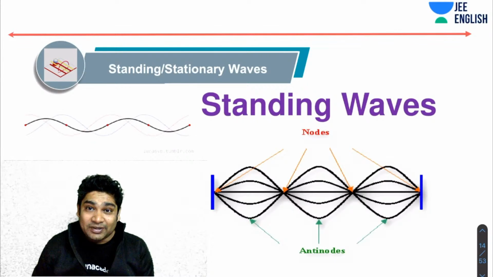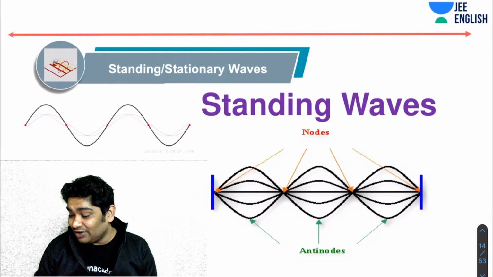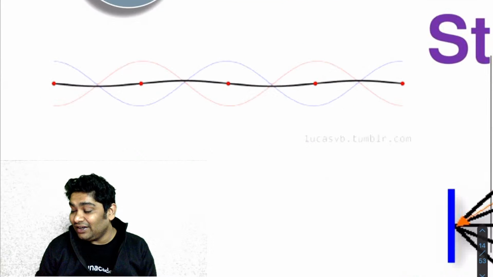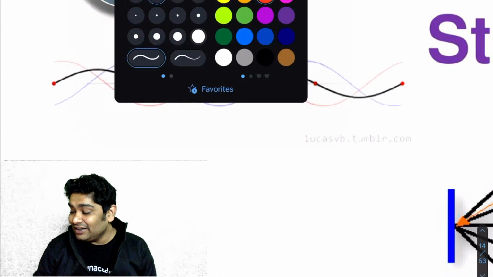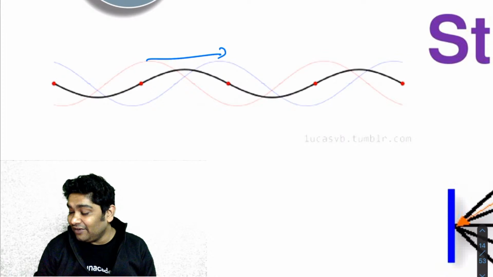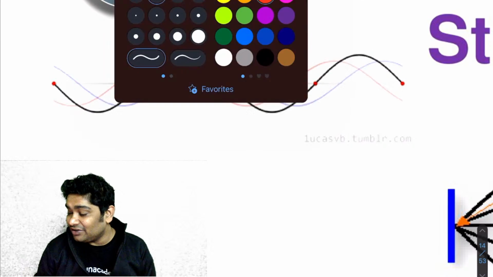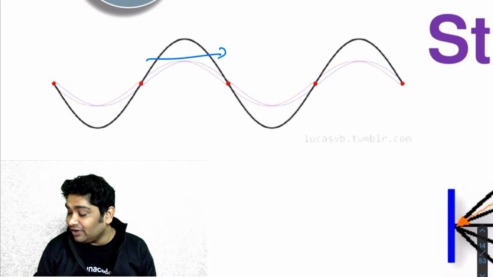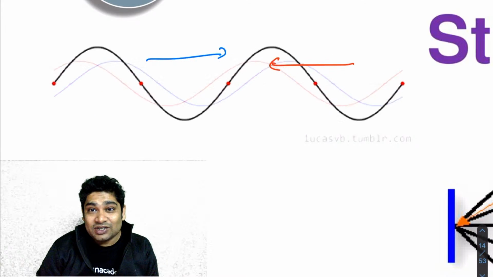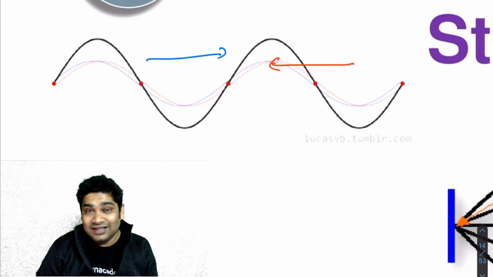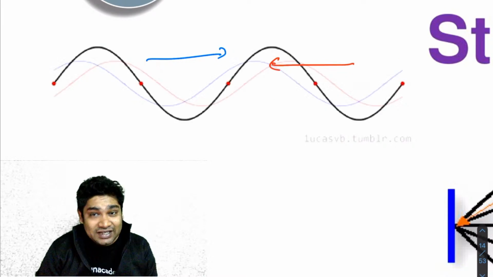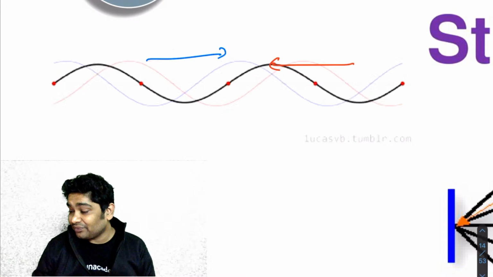So this is what a typical standing wave looks like. You can see in the image here, you have two waves. The blue wave is traveling towards the right, carrying energy towards the right. The red wave, on the other hand, is taking energy towards the left. So these are two equal waves traveling in opposite directions. When these superimpose, they form the final black wave, which is the result of this superposition. This is what you call a standing wave.